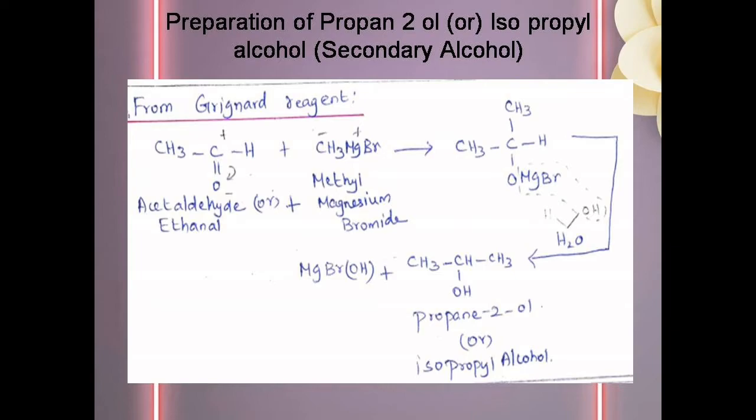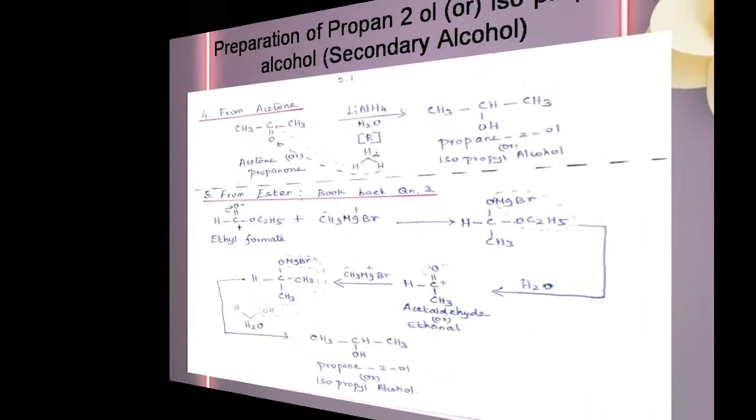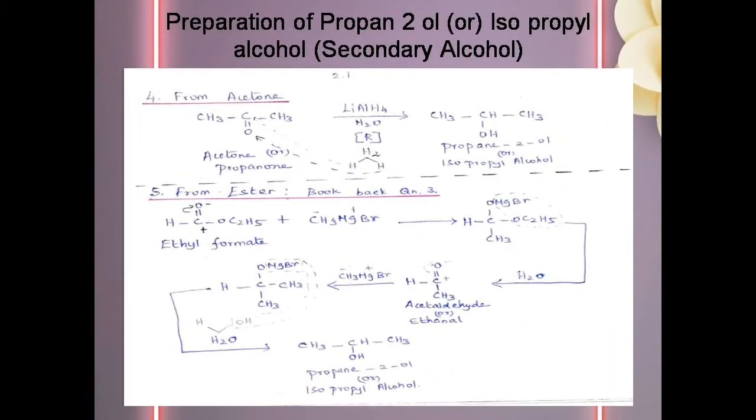Now we are going to add water, which splits as HOH. The OH is added with the MgBr. Now we get the compound propane-2-ol. The next preparation is from acetone. Acetone formula CH3COCH3.